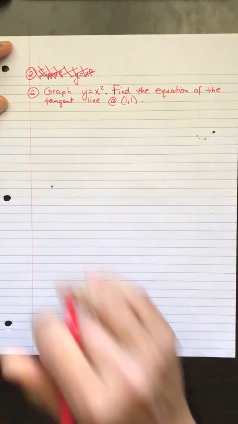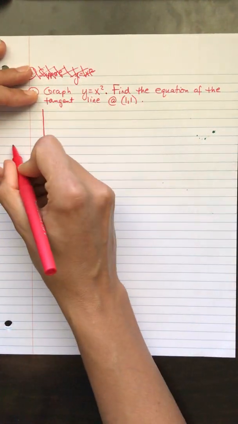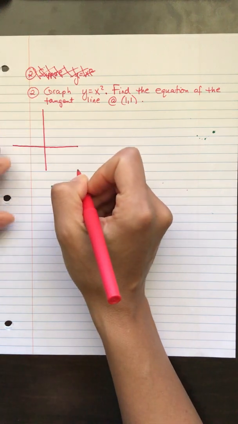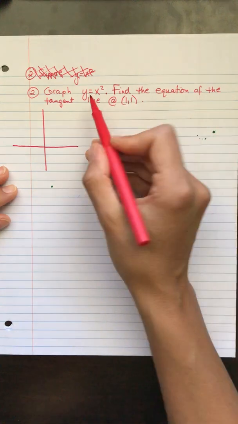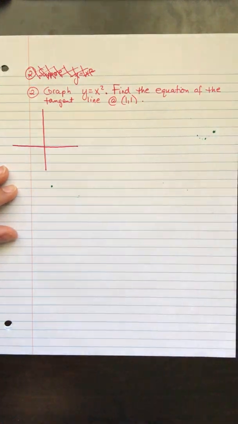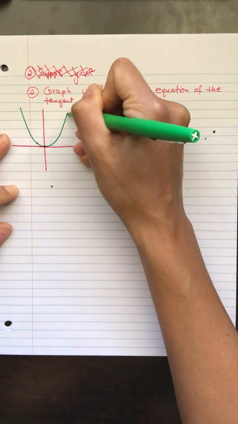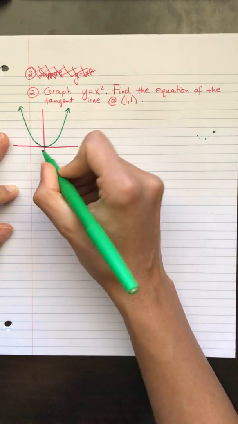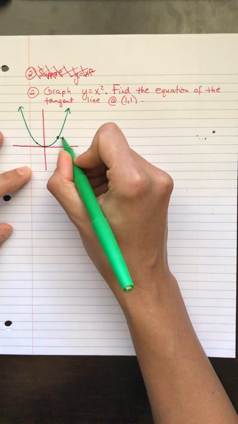Okay, in calculus, if you want to be a successful calculus student, you have to be able to connect your work to a graph. You have to be able to visualize graphs. So I'm going to graph a simple y equals x squared parabola. Here we go. Everyone knows what a simple parabola is. And I'm going to do some points. That's 0, 0. This is 1, 1, right? 1, 1.